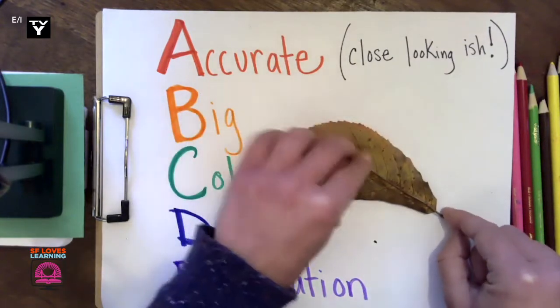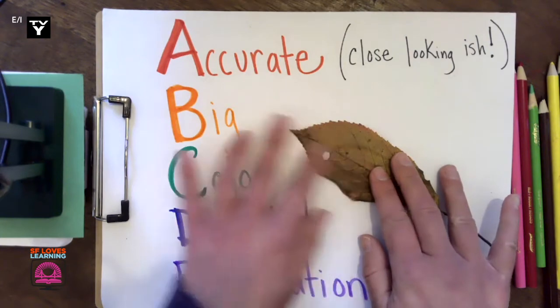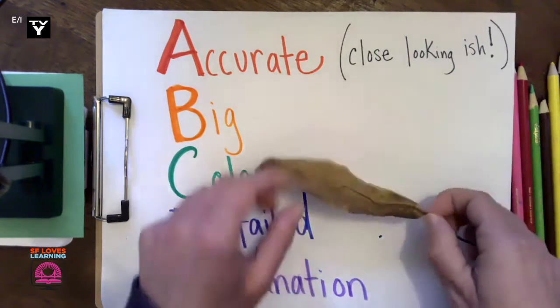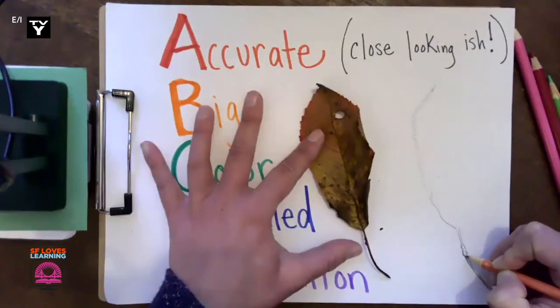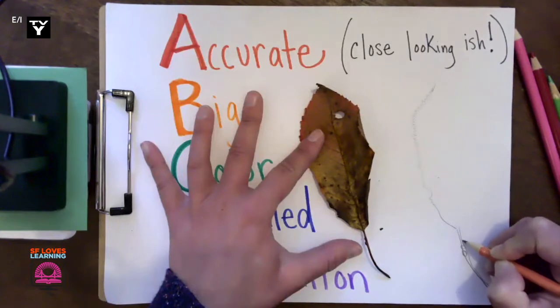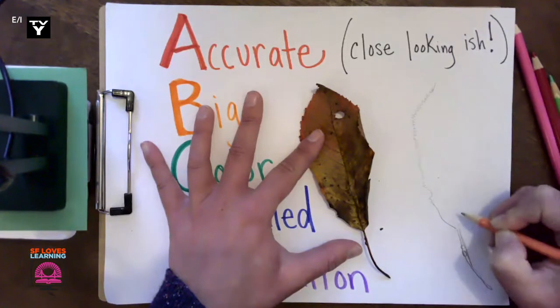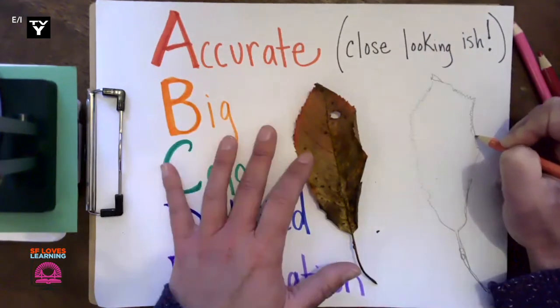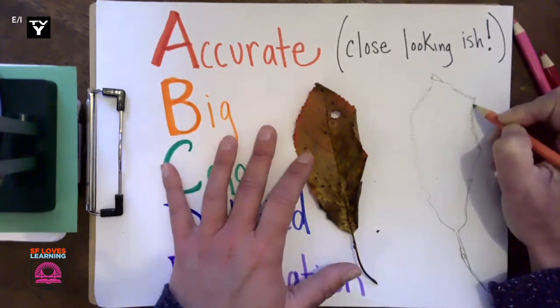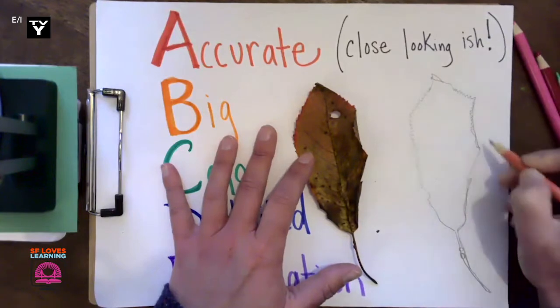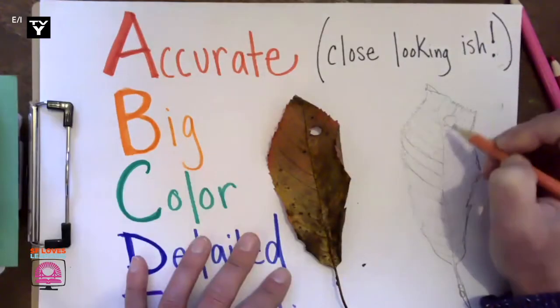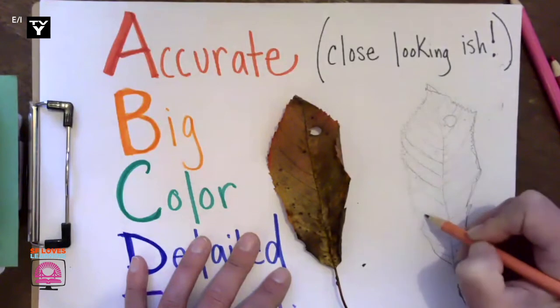I'm going to turn it around to see all sides of it. I know that I'm not a camera or a machine. My drawing is going to be accurate-ish. That means that I'm going to do my best to draw what I see, but I know that it's not going to be perfect. It's not going to look exactly like my leaf.